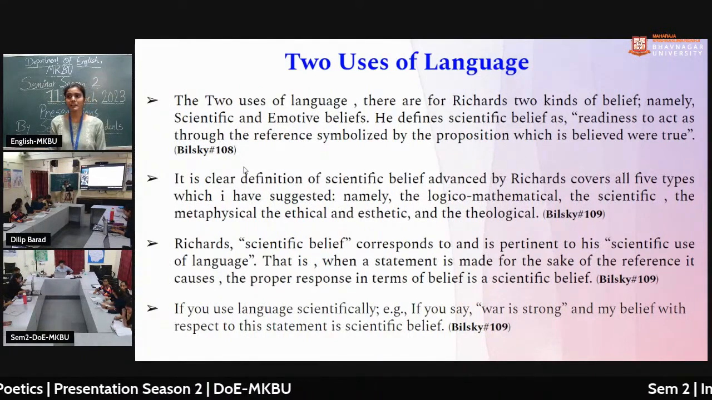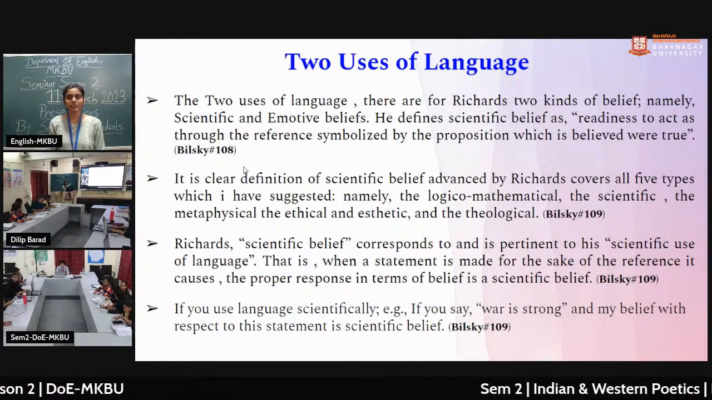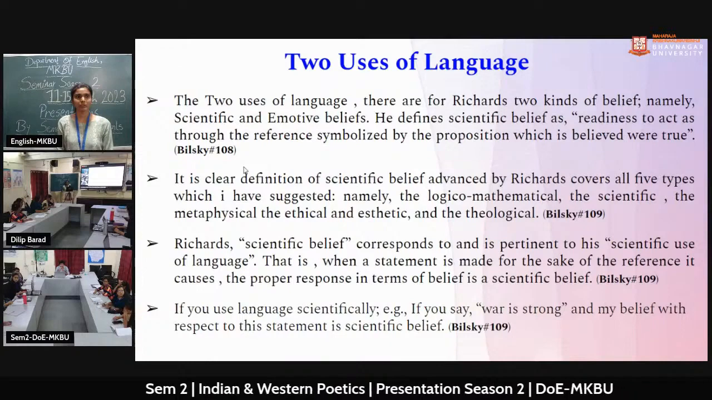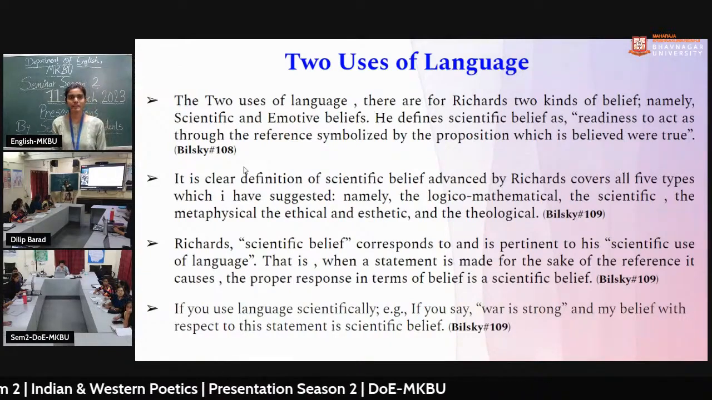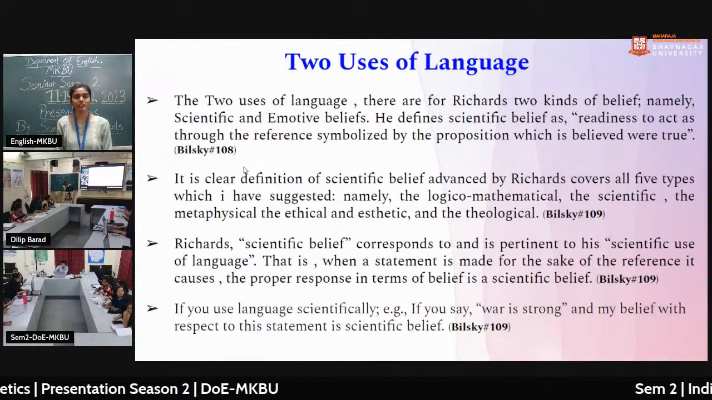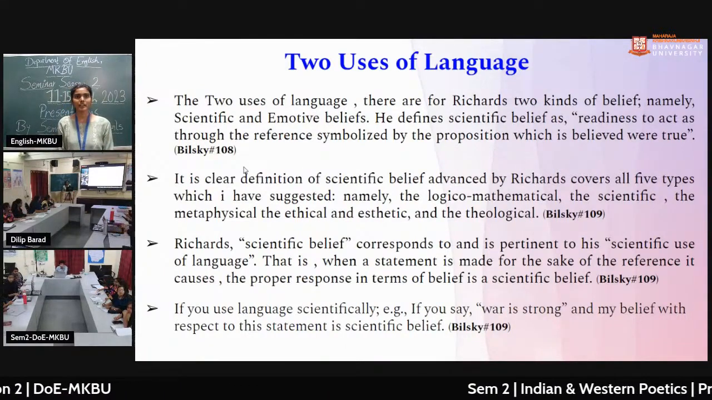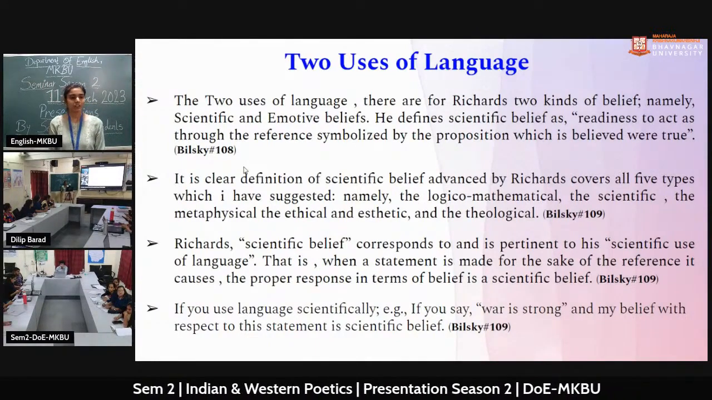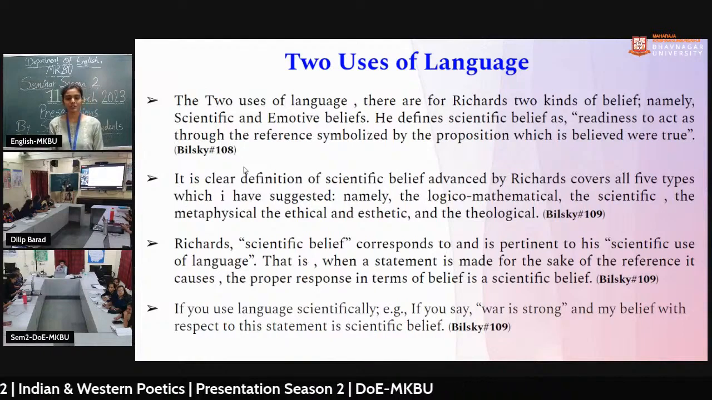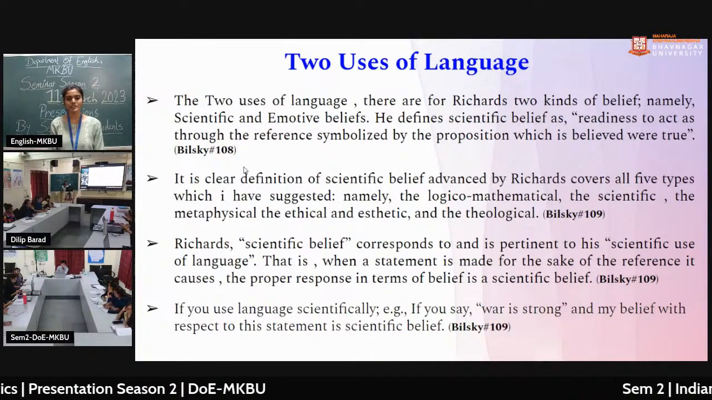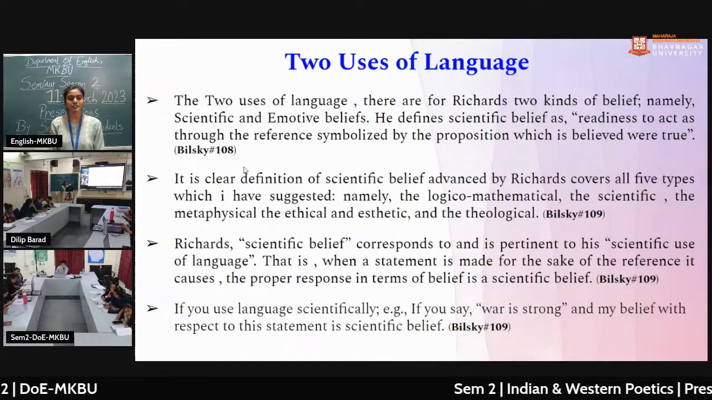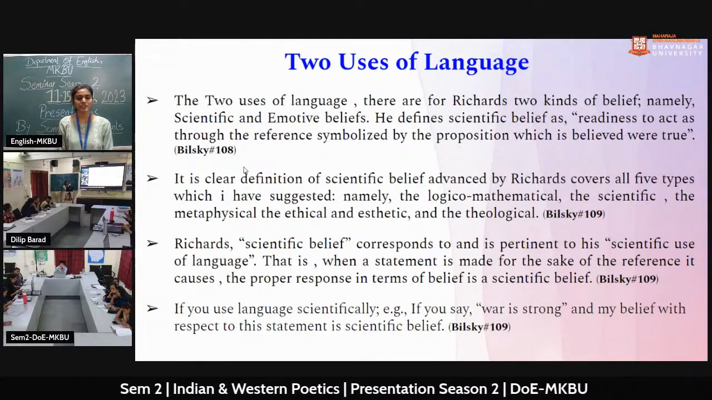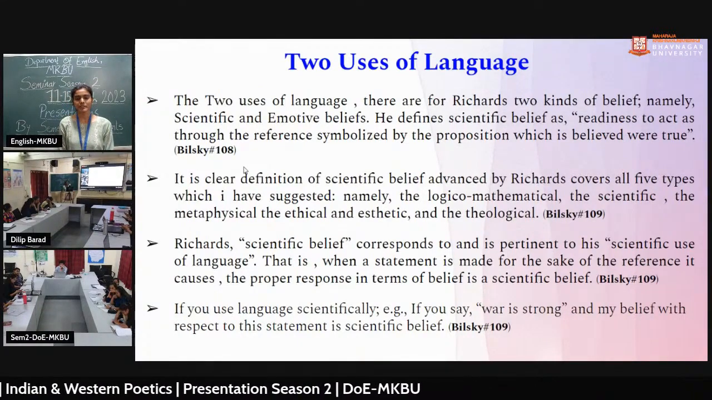The scientific language is the language of science, including chemistry, physics, maths, and symbols like sigma, alpha, and delta. Richards' scientific belief corresponds to and is pertinent to his scientific use of language. That is, when a statement is made for the sake of the reference it causes, the proper response in terms of belief is a scientific belief.